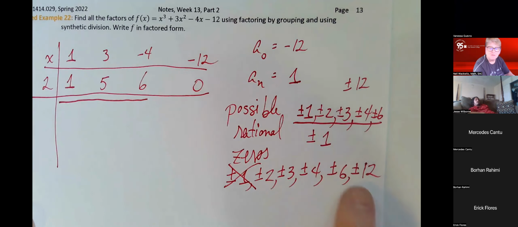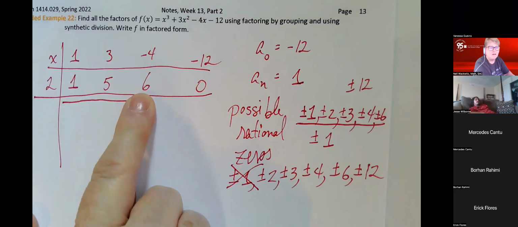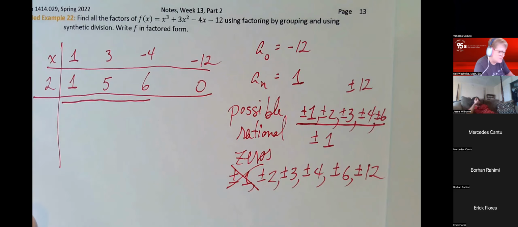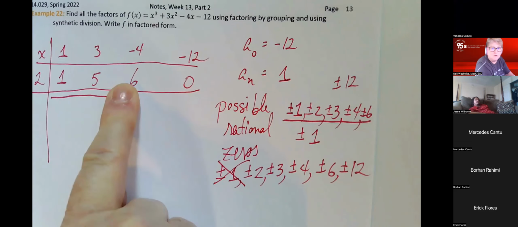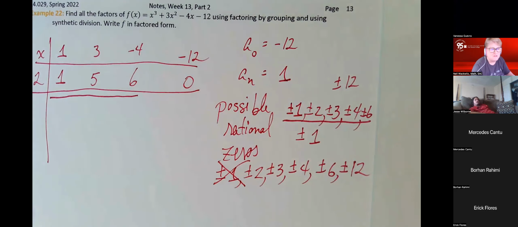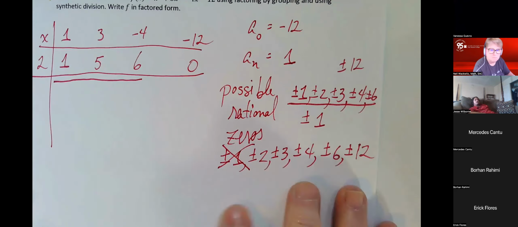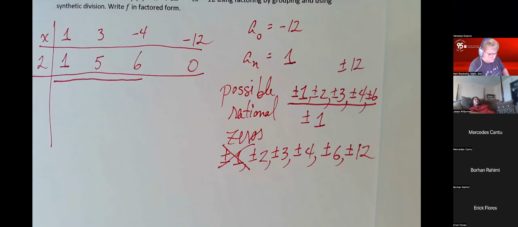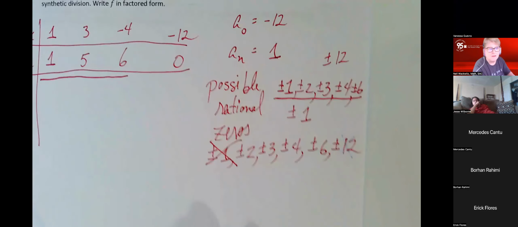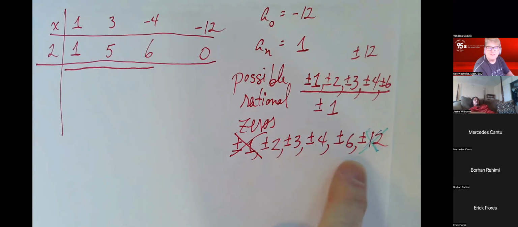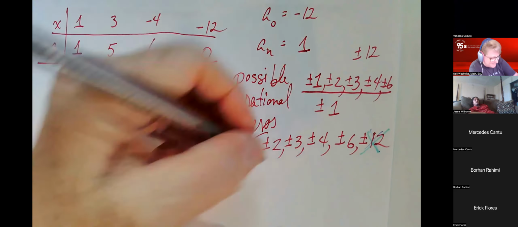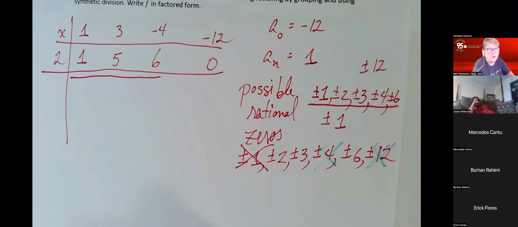Which possible zeros over here can we X out now? Because our a naught was negative 12, now it's 6. What numbers over here are not factors of 6? Positive or negative 12. So yeah. And there's one other that we can get rid of. One other number in this list doesn't go in evenly. Good. Okay. So what do you want to try?